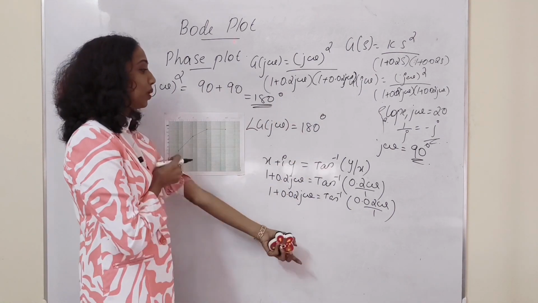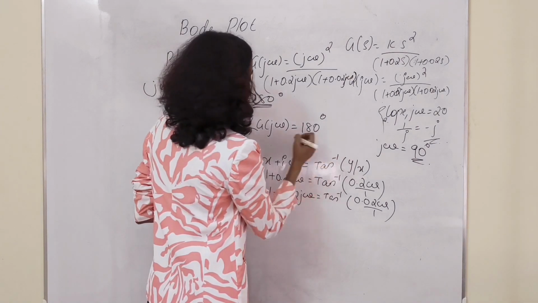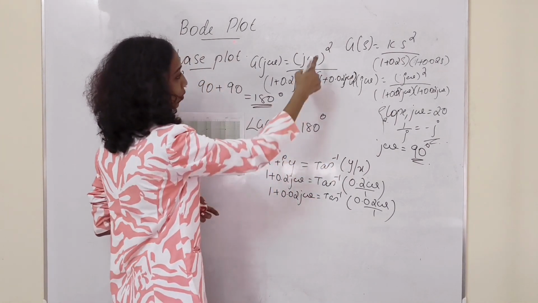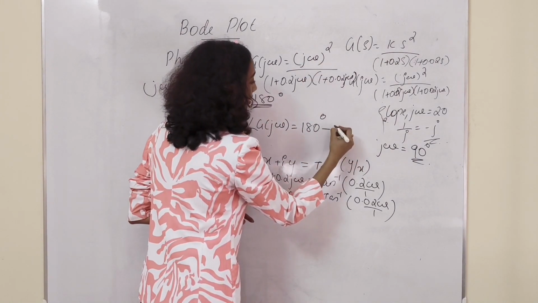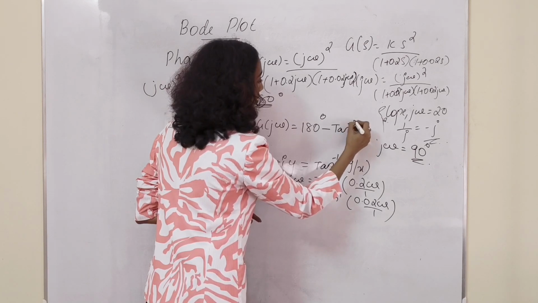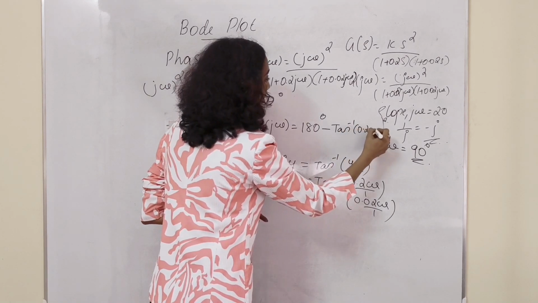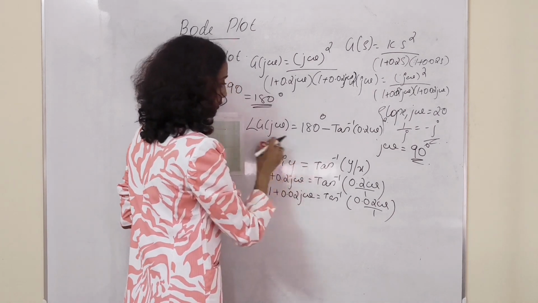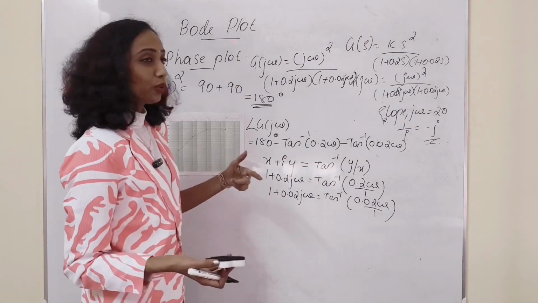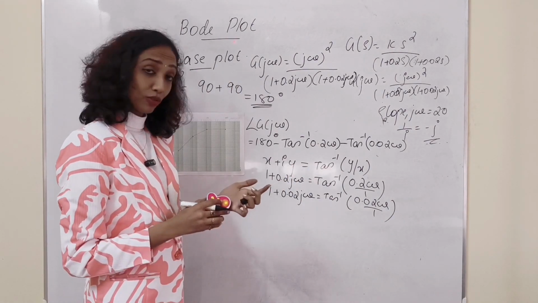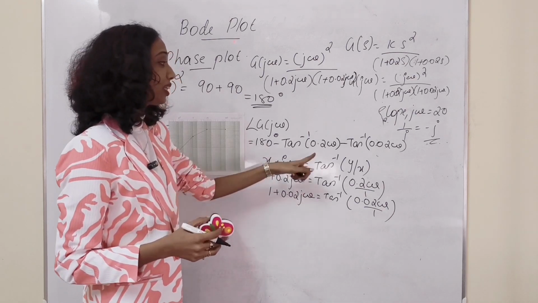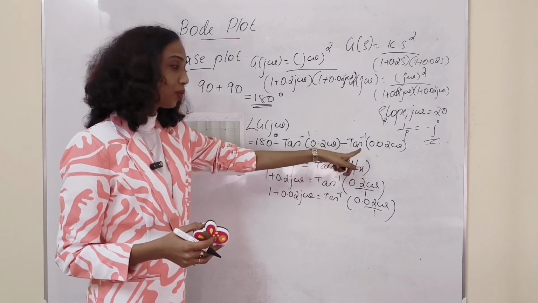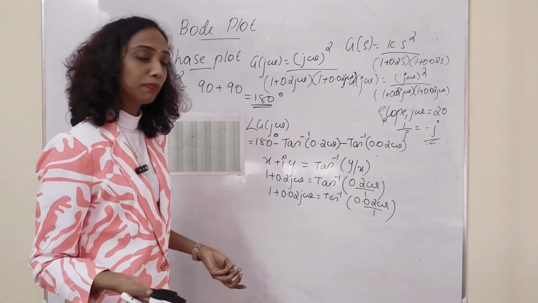So you write the equation as: angle of G of j omega is equal to 180 degrees minus tan inverse 0.2 omega minus tan inverse 0.02 omega. You can choose values of omega and substitute them into this equation to find the angle simply.